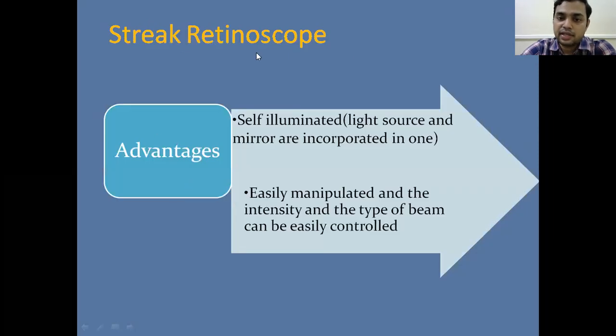What are the advantages of the streak retinoscope? It is self-illuminated, as it has the light source and mirror incorporated in one, and it can be easily manipulated, and the intensity and the type of beam can be easily controlled. These are the advantages when compared with the plane mirror or Presley Smith mirror retinoscope, because it has both the light and mirror in one instrument. We can easily manipulate the intensity and type of beam, so performing the test is easy when compared with the plane mirror or Presley Smith retinoscope. So this is the advantage of the streak retinoscope.